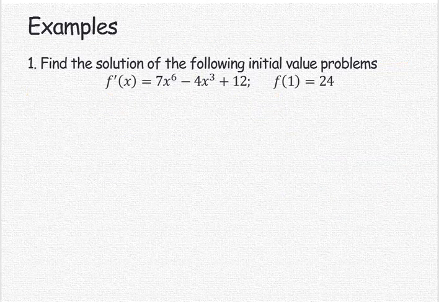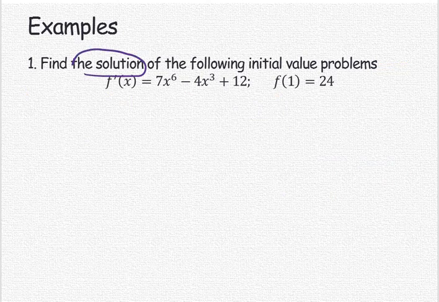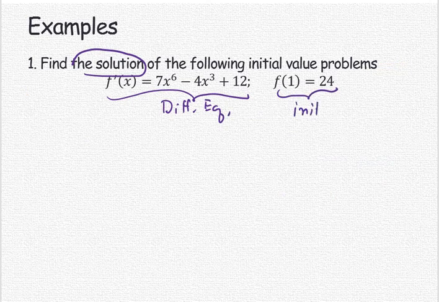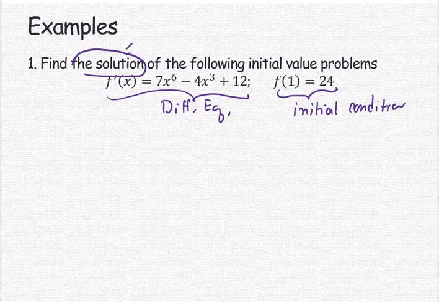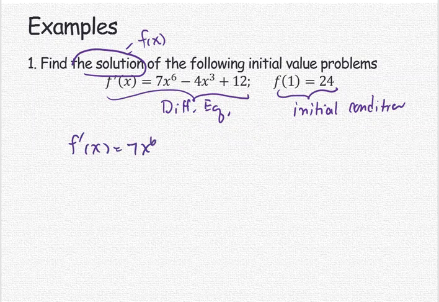Examples: find the solution of the following initial value problem. The first part here is called the differential equation, and f at 1 equals 24 is called the initial condition. So we're going to find the function f of x that satisfies both the differential equation and the initial condition, where f prime is 7x to the 6 minus 4x to the third plus 12.